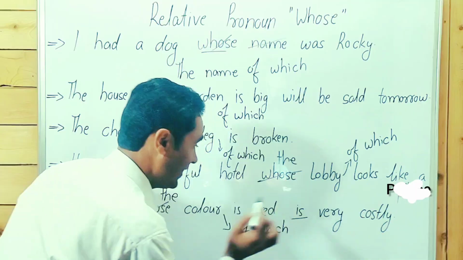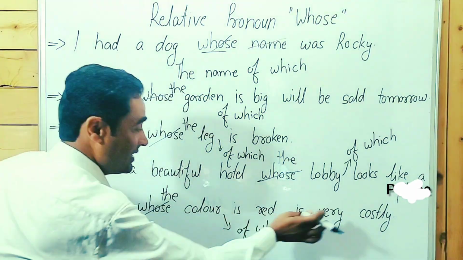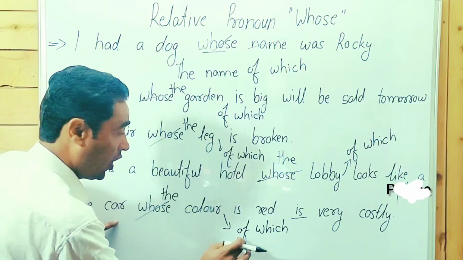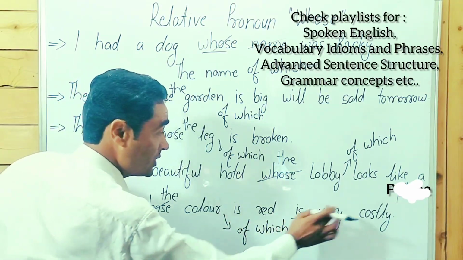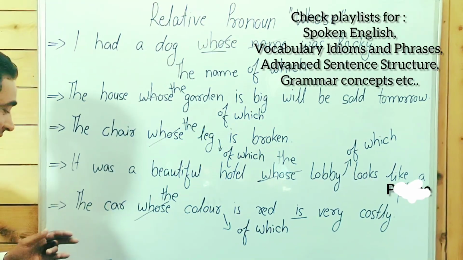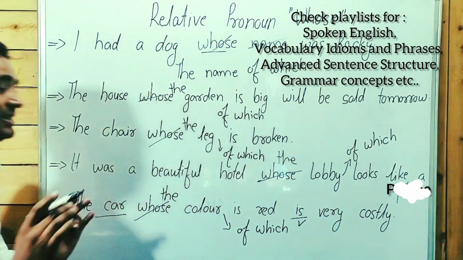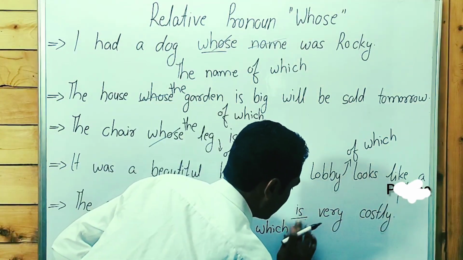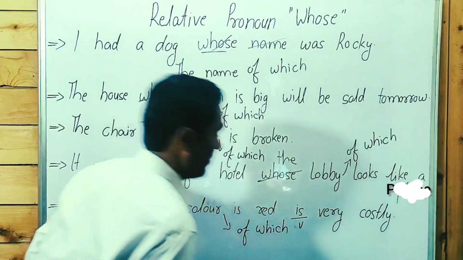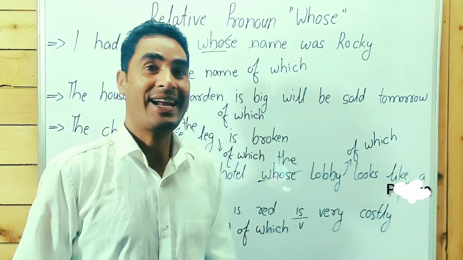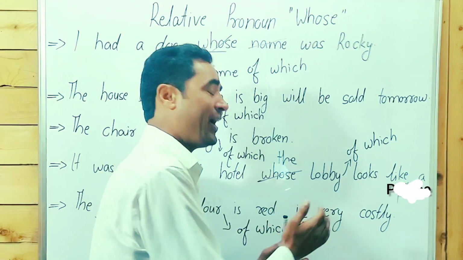Guys, point to be noted. The color of which is red is very costly. Why? The car is the subject, and the main verb of the sentence is "is". The color of which is red is very costly.